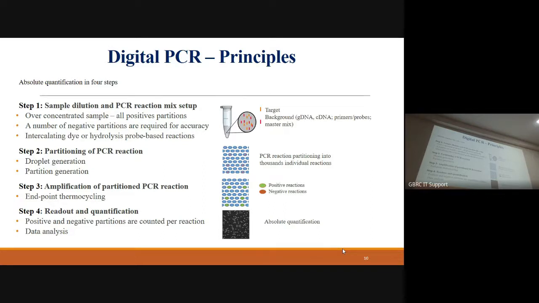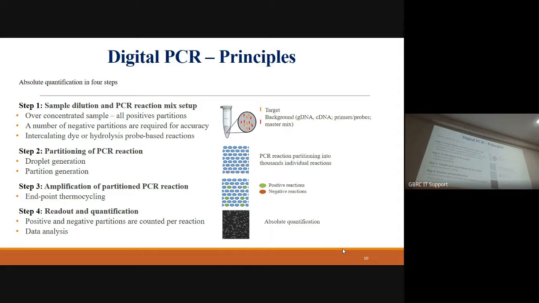So here, firstly, you do the sample dilution. Not every time you need to do it. First, you optimize which dilution works best, and then you choose that dilution for your further experimentation. Then you make the PCR reaction mix. Then you load your sample into that.